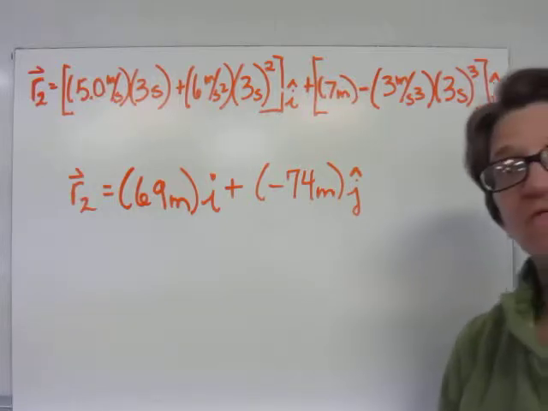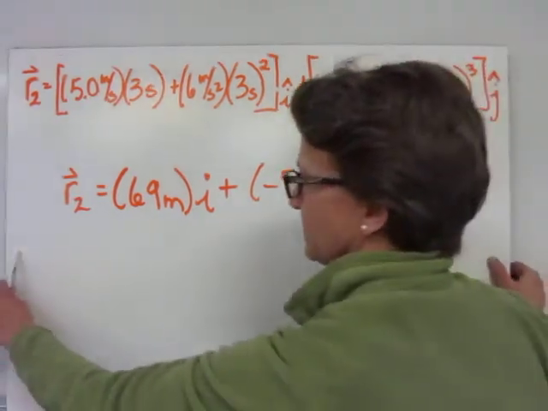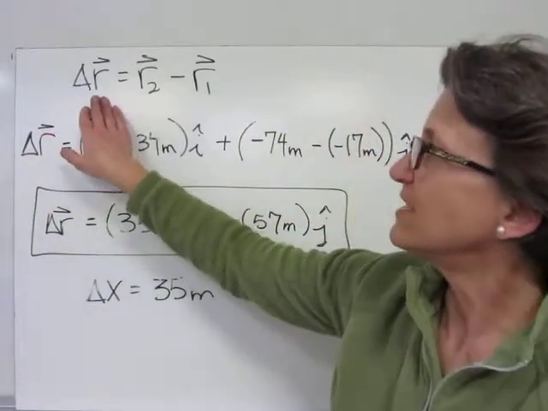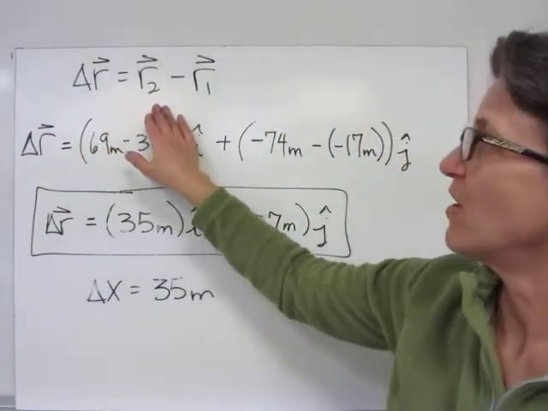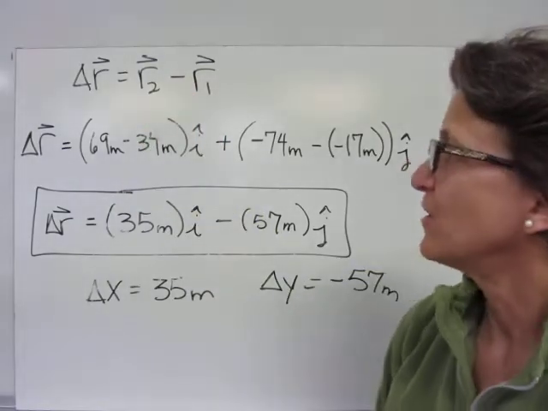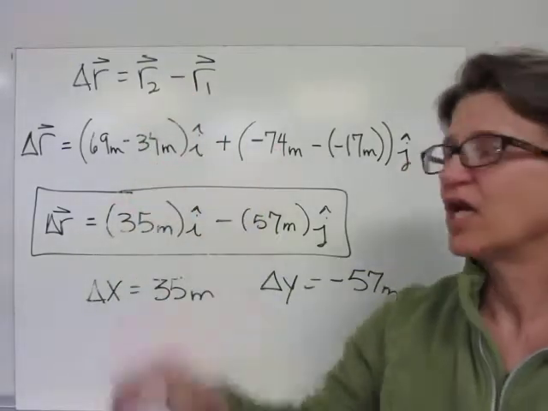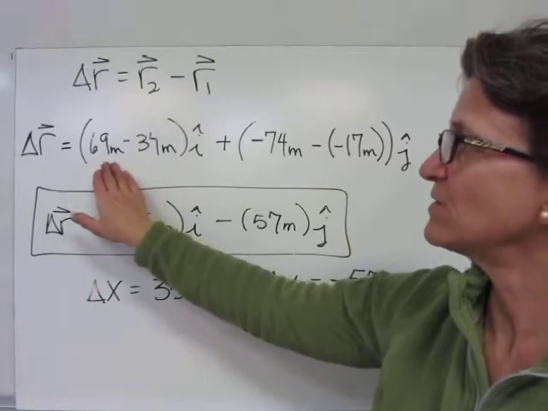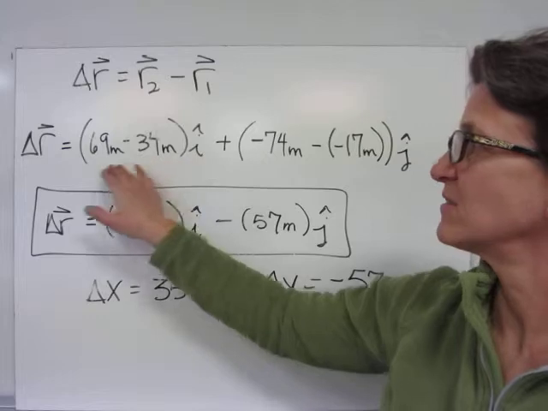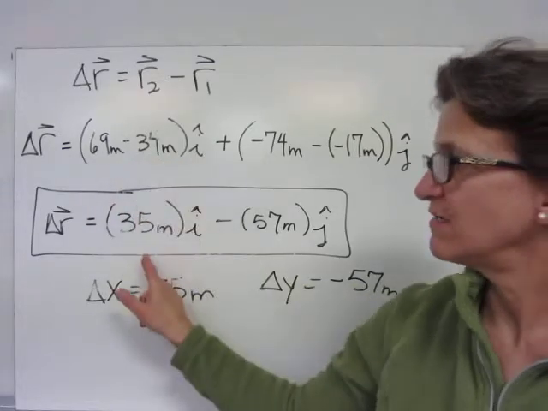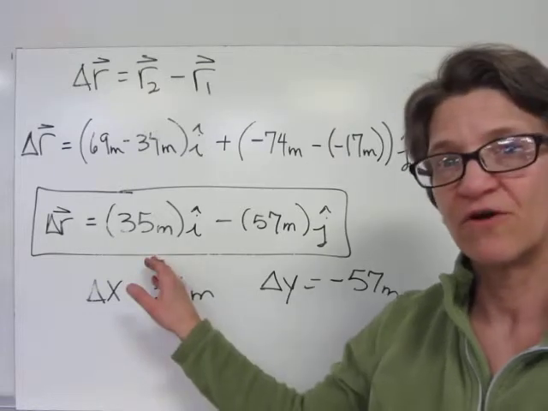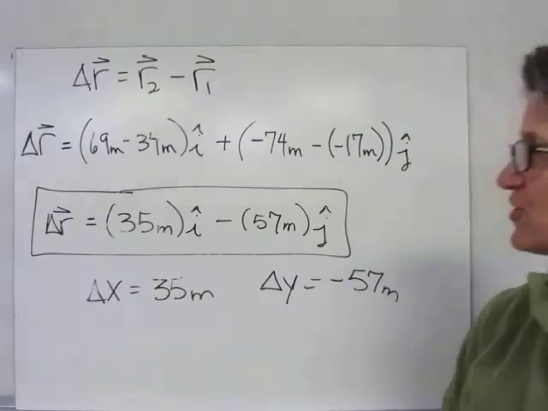Our next step is to find the difference between them. So we're finding delta R by subtracting R1 from R2. So using your i's and j's, you can just take the values R2 minus R1 for i. So 69 minus 34 gives us 35 meters i. So that's the x variable for this vector.